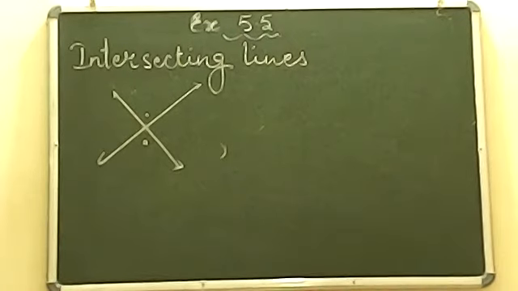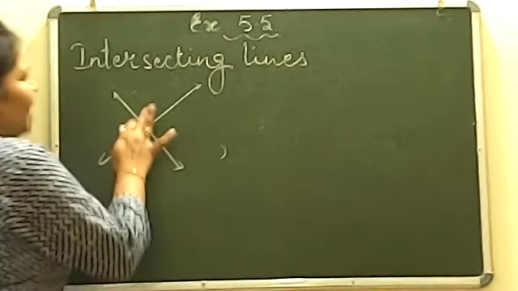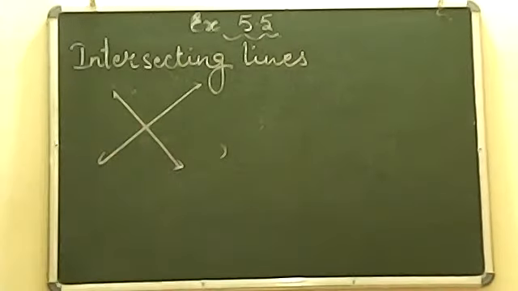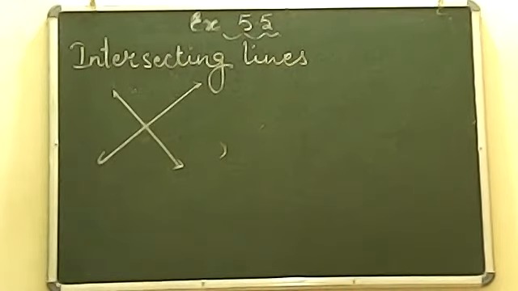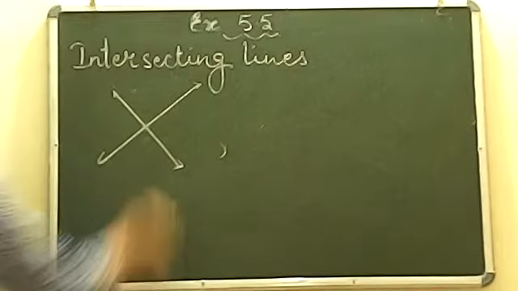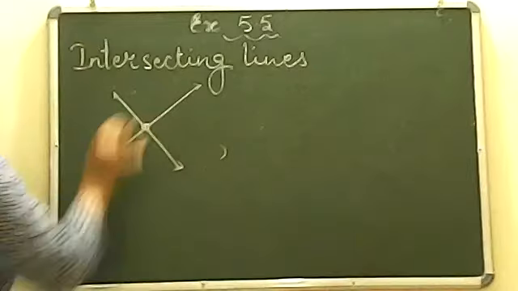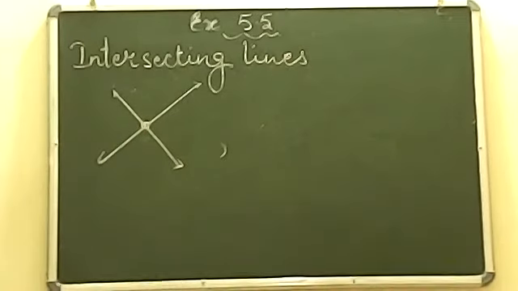So remember, intersecting lines means the lines which cut each other at one point will be known as intersecting lines. You can see this is one point. They are known as intersecting lines. Now let's talk about parallel lines.